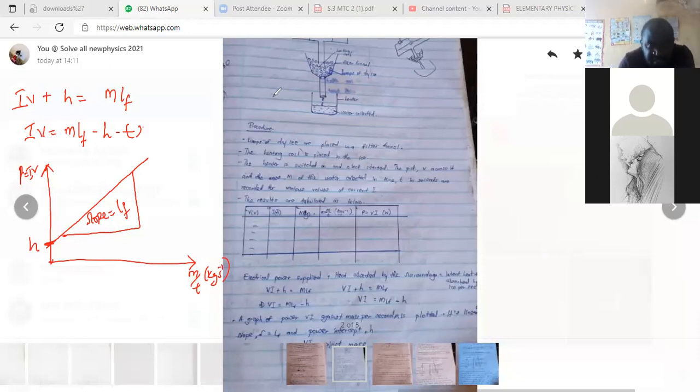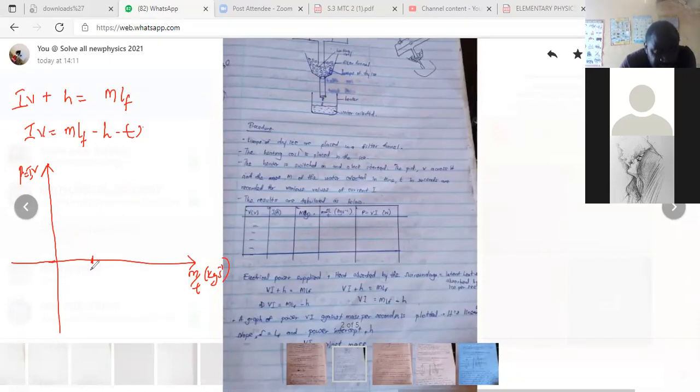No, I think I've interchanged the graph. It has to come and pass through down here. Let me make an adjustment here. If I sketch it like this, going down, when the power is 0, we shall have this as the initial mass, m naught. Then here we shall have h. So this is how the graph would look like.